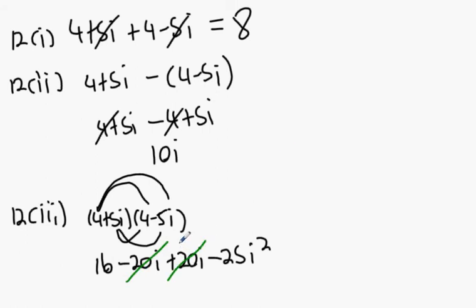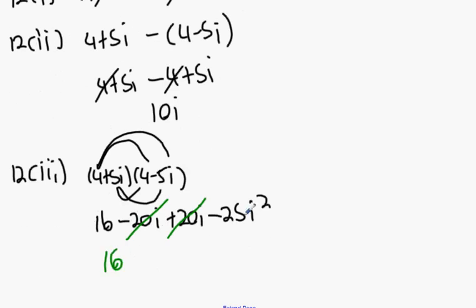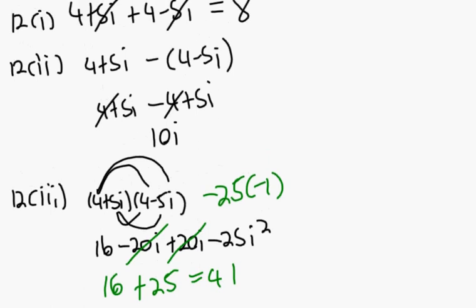Just double check it though. Make sure that one of them's a minus and the other one is a plus. Okay, don't just assume it. Make sure. And then we got 16, and what happens to this 25? Minus 25 times minus 1 is plus 25. 16 plus 25 is 41. Okay, did everybody get a 12 out?